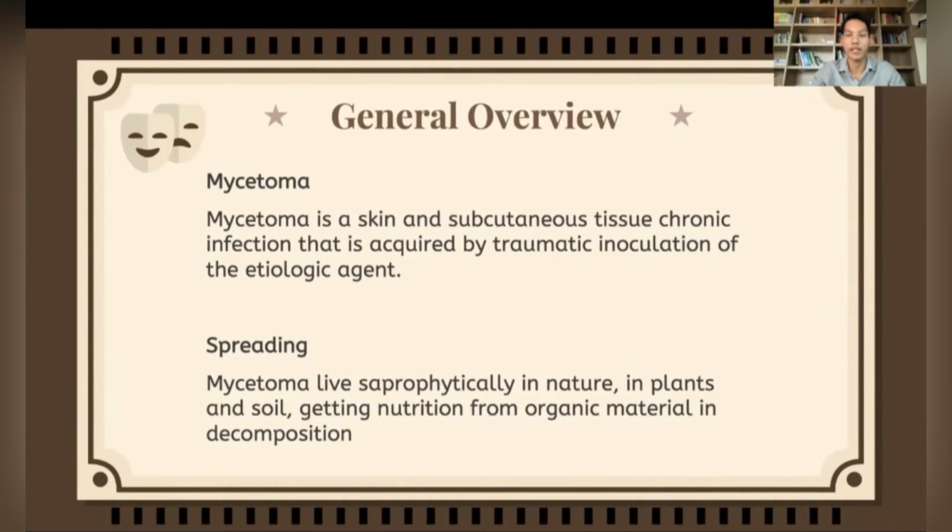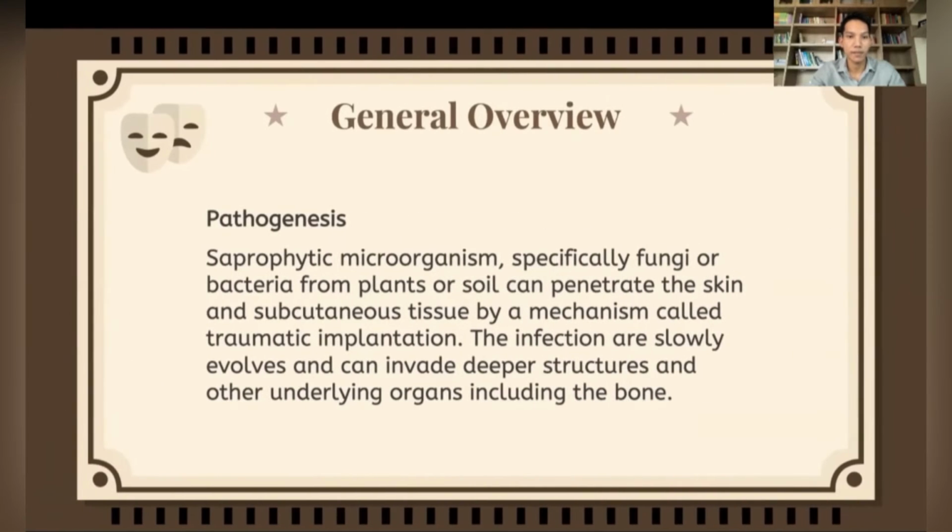Mycetoma agents live saprophytically in nature, specifically in plants and soil, getting nutrition from organic materials in the process of decomposition. Saprophytic microorganisms, specifically fungi or bacteria from plants or soil, can penetrate the skin and subcutaneous tissue by a mechanism called traumatic implantation. The infection slowly evolves and can invade deeper structures and other underlying organs, including the bone.